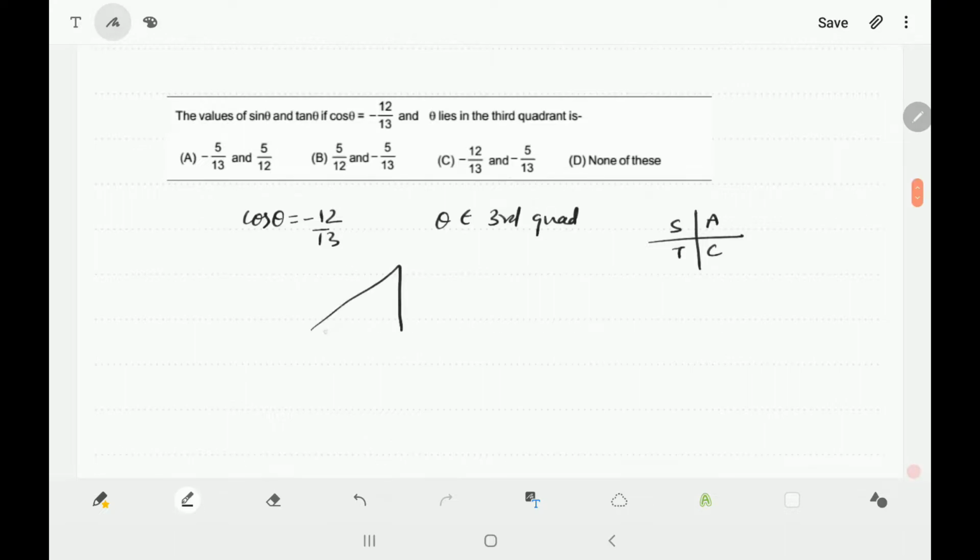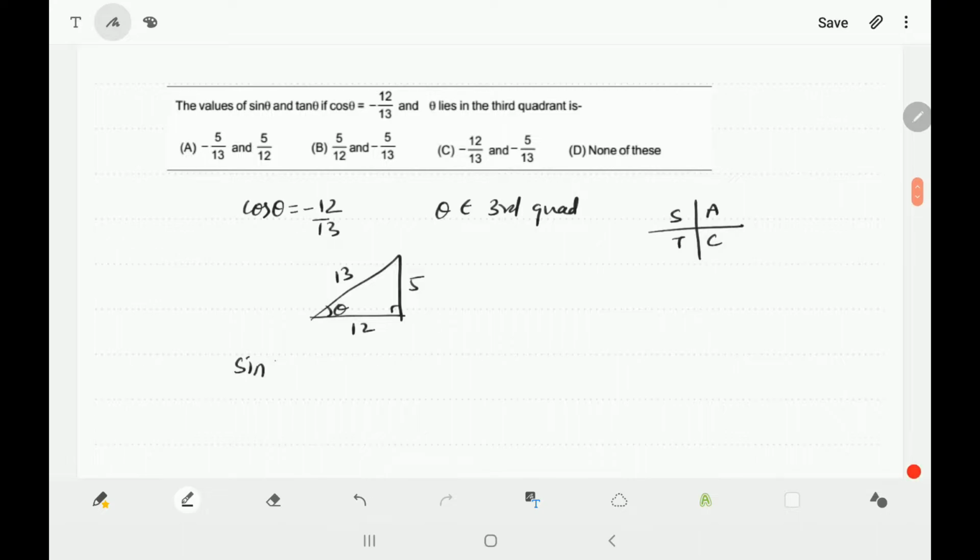Okay, now let's first try to find out the value of sin and tan. So if I take a right angle triangle, the base is 12 and hypotenuse is 13, so the perpendicular will come out to be 5 using Pythagoras theorem. Okay, now sin theta is negative in the third quadrant and tan theta is positive. So sin theta will be perpendicular by hypotenuse, which will be minus 5 by 13 because theta is in the third quadrant, and tan theta will be a positive value, which is 5 by 12, perpendicular by base. So the value of sin theta is minus 5 by 13 and tan theta is 5 by 12, and hence the answer of this problem is option A.